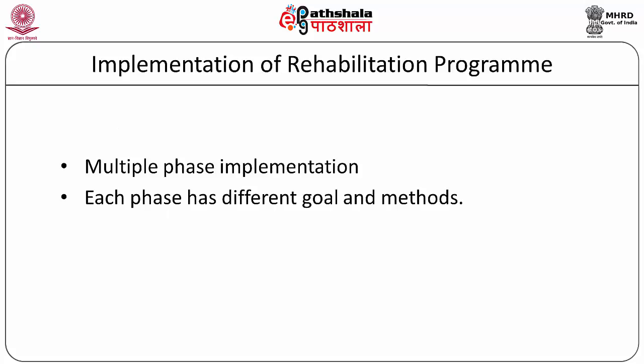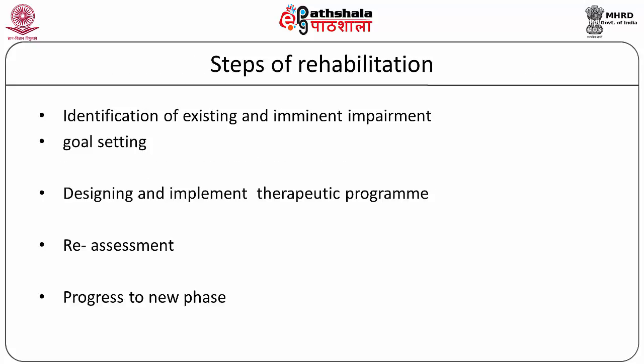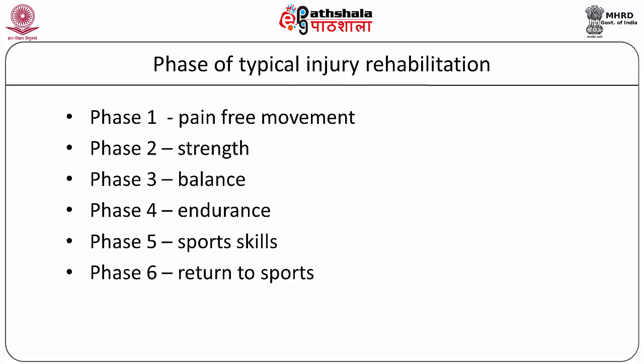The rehabilitation program is implemented in several phases, each having different goals and methods. The impairments need to be ascertained by careful assessment of the athlete, and a clear goal should be set. It is only after the successful achievement of the goal that the next stage of rehabilitation should be instituted. A rehabilitation program is successful if the player completes a full session without sustaining any injury.